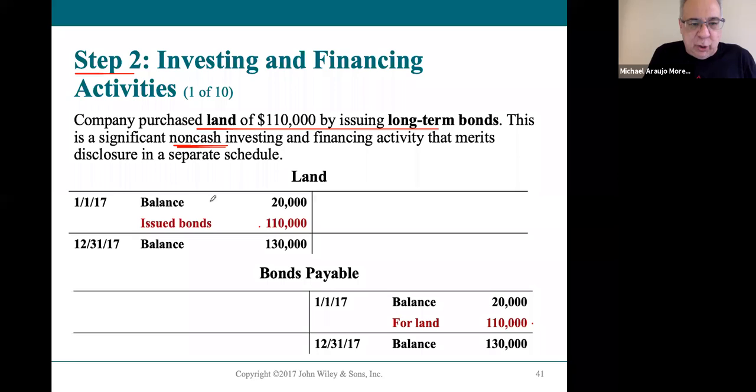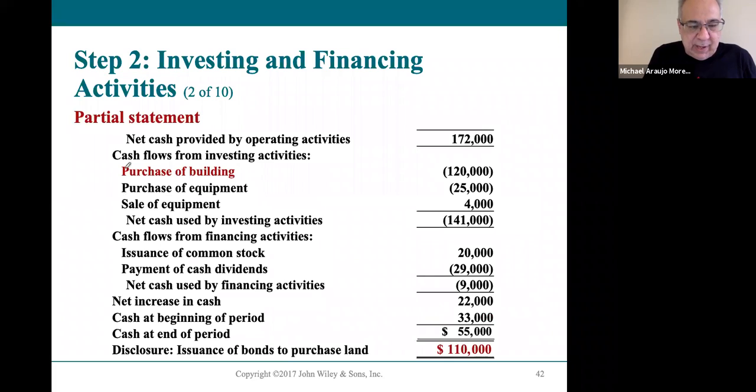So this will be on the notes or a separate schedule that tells the owners that's why you have more land and more bonds payable. Okay. But what you can tell is what they used cash for. For investing, remember they bought a building for $120,000. That was in the notes, that additional information. So if they used cash to buy a building, that's cash going out. That's why it's in parentheses.